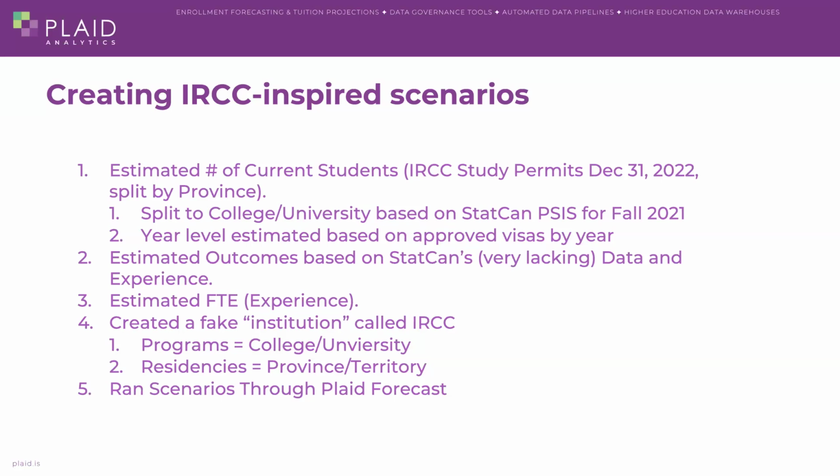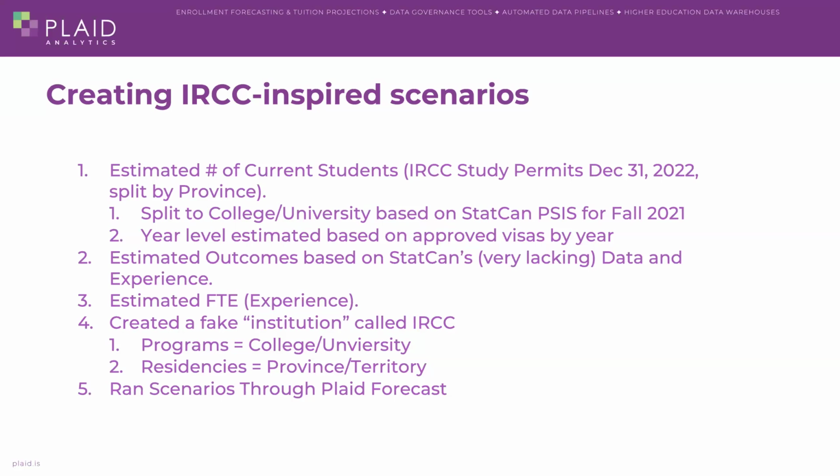So how did we do that? We started by estimating the number of current students, and we based this on data from IRCC as of December 31st, 2022. This was the latest that was available for this purpose at the time. We then split those current students based on data from Statistics Canada, their post-secondary student information system from fall 2021, which embarrassingly is the latest available. We'd like to see that improve too.